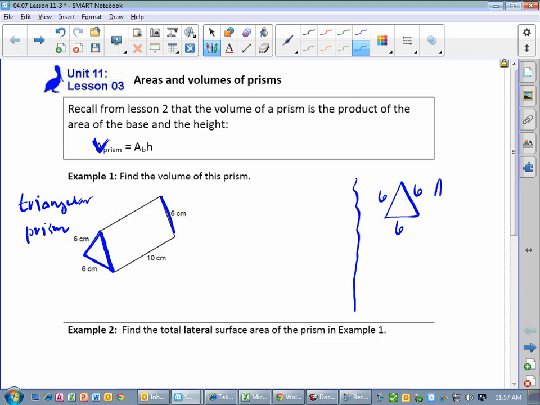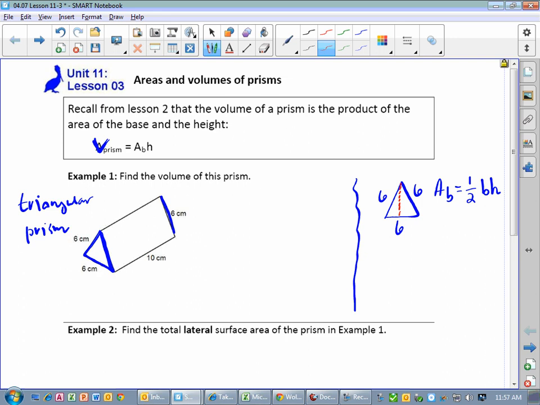So we want the area of the base. Now, what's the area formula for a triangle? Okay, so 1/2 of the base times the height. Do we know the base or the height of this triangle? We know the base is 6. We don't know the height yet, so we need to find the height.